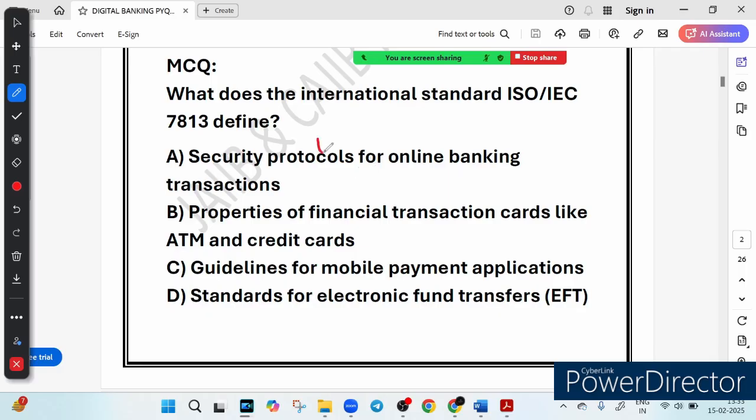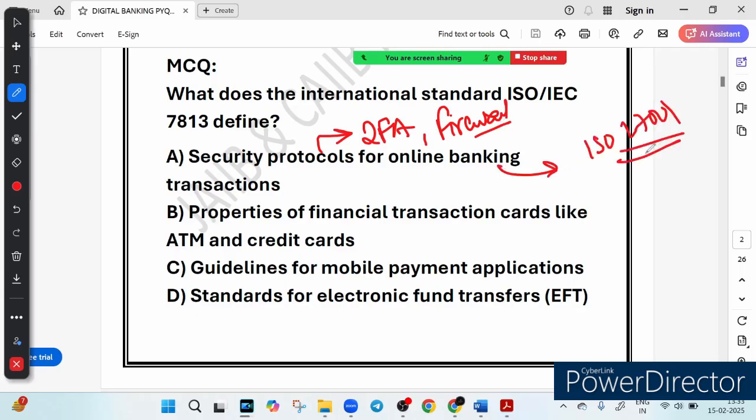So two-factor authentication, or we can say firewalls, these kinds of things are covered using different ISO standards. To name a few, like ISO 27001 for cyber security. So this is not correct.